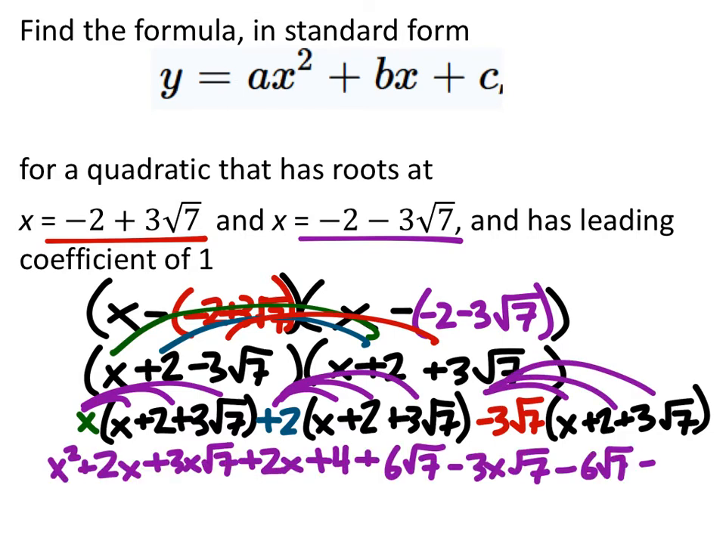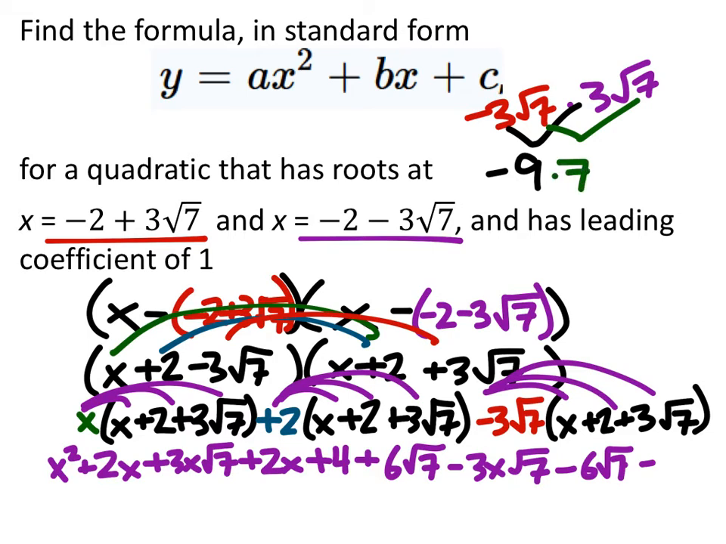Now we get to this last term, right? We got negative 3 root 7 times positive 3 root 7. So I've got 3 times 3. Let's write this up here. So the 3 times the negative 3, that would give us negative 9. But square root of 7 times the square root of 7 is 7. Yeah, very good. So that's really negative 63 right there. Then we'll write it down there.